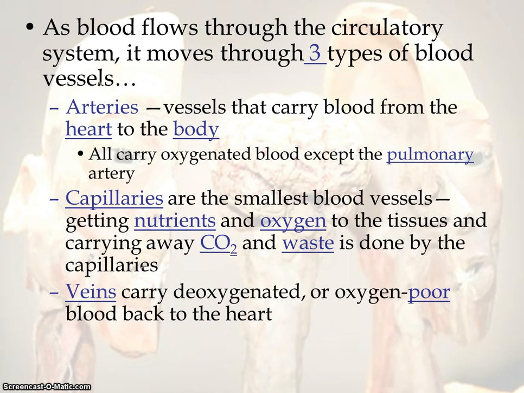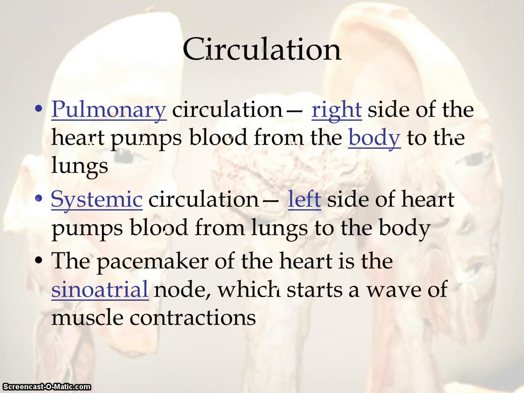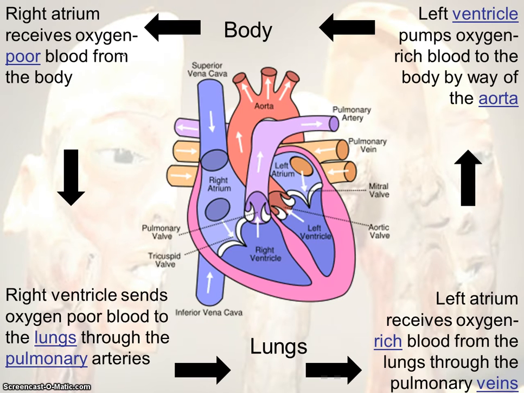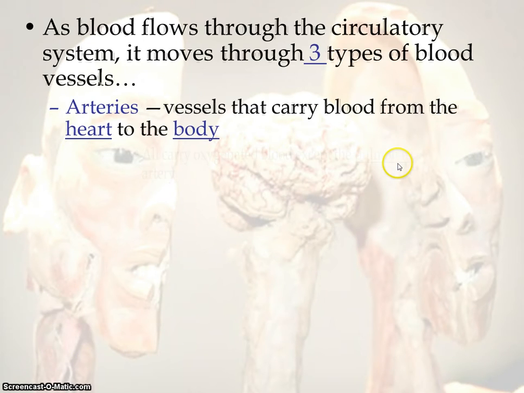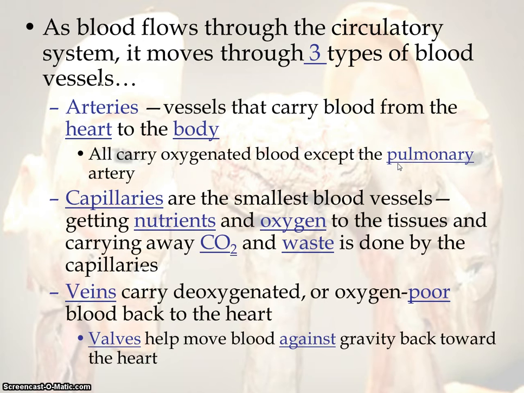And then your veins. Your veins are going to carry your deoxygenated, or oxygen-poor, blood back to the heart. If you look at our picture once again, here's our heart. Our arteries are going to carry oxygenated blood from the heart, except the pulmonary artery. That one actually transfers oxygen-poor blood to the lungs. And then your veins carry the oxygen-poor blood back to the heart. So those are your three types of blood vessels.